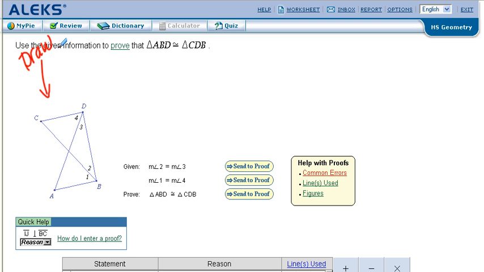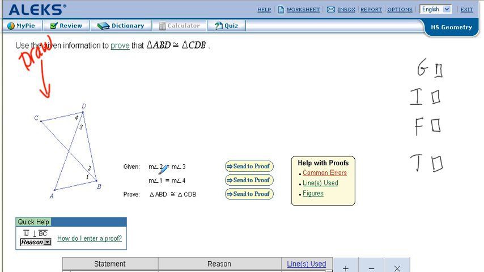Okay, now that you've drawn the diagram, let's see what kind of information we have here. First off, we're going to be following given, implied, freebies, talk it through.